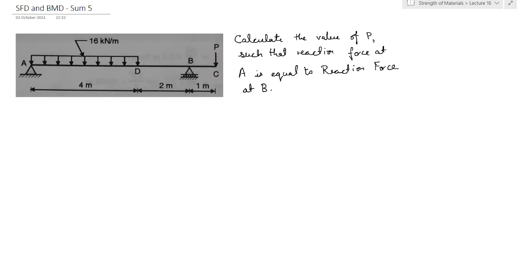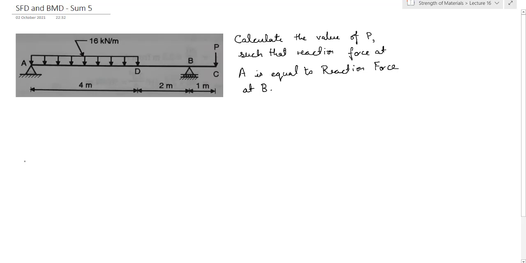Don't worry. In this sum, it is quite unique, because there is a force P over here, right? And we don't know the value of P also. We have to calculate that also. So how can we calculate that? They have told us to calculate the value of P such that the reaction force at A is equal to the reaction force at B. So that is the third equation that they have given us. So we have three equations and we can solve those three equations together.